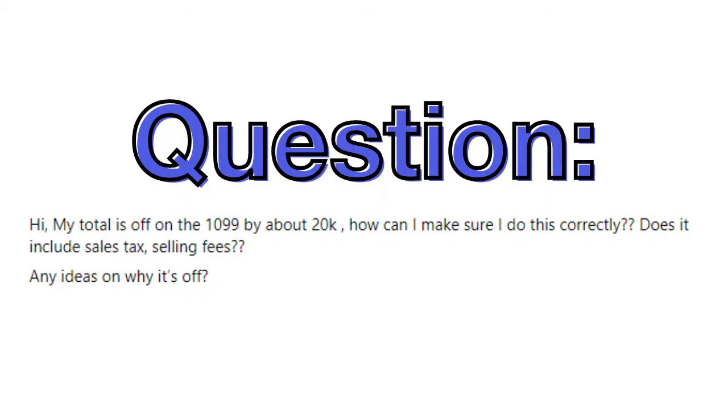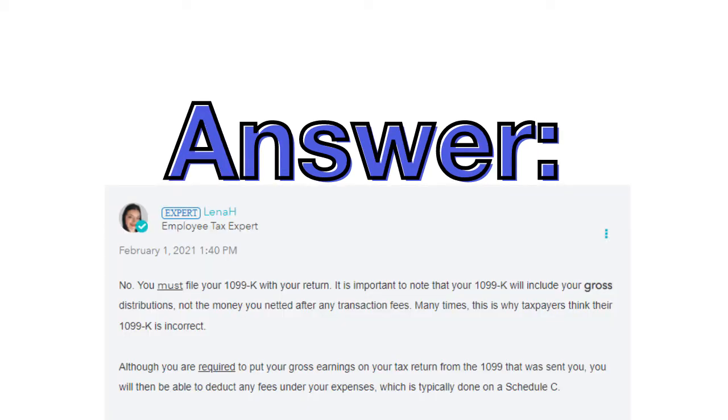Question: Hi, my total is off on the 1099 by about $20,000. How can I make sure I do this correctly? Does it include sales tax and selling fees? And any idea why it's off? The answer we found is you must file your 1099-K with your return.